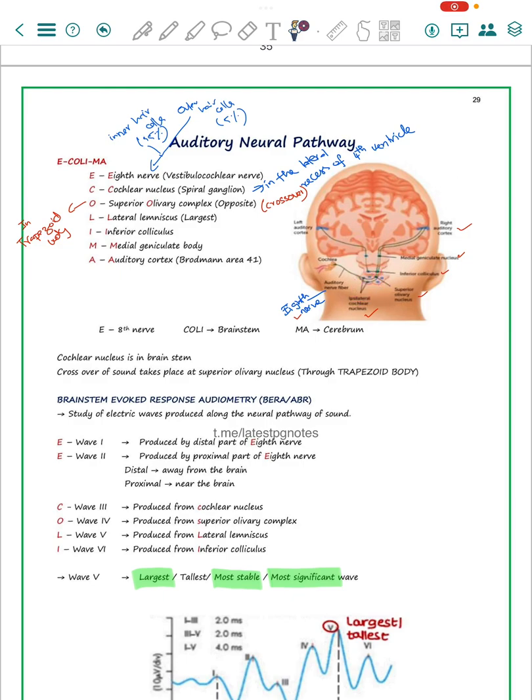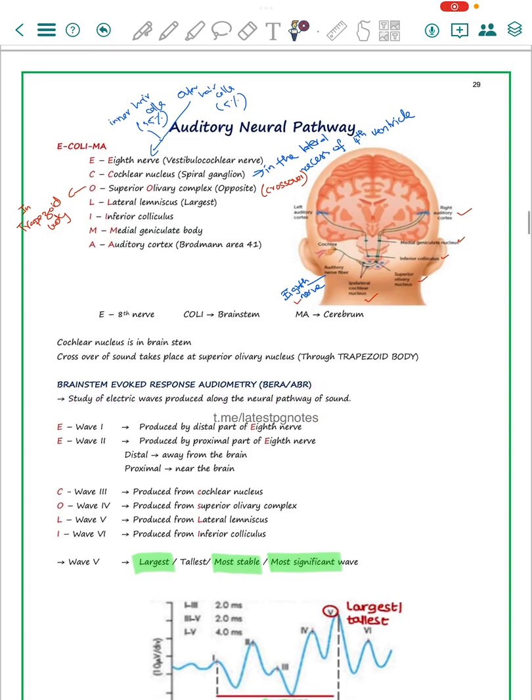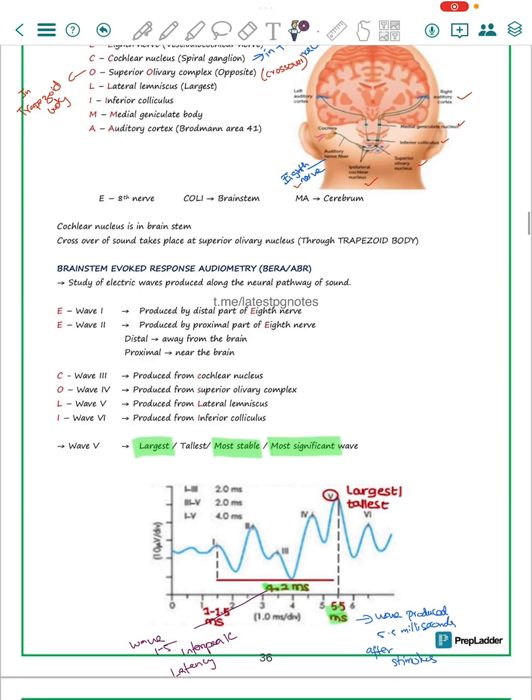Then we can measure this with an audiometry known as brainstem evoked response audiometry, or BERA or ABR. It is a very important audiometry test. It is a study of electric waves produced along the neural pathway of sound. Okay, here also you can use the mnemonic E COLI.